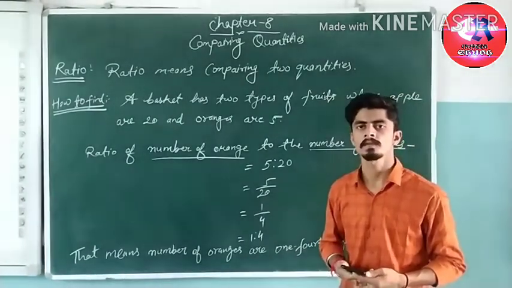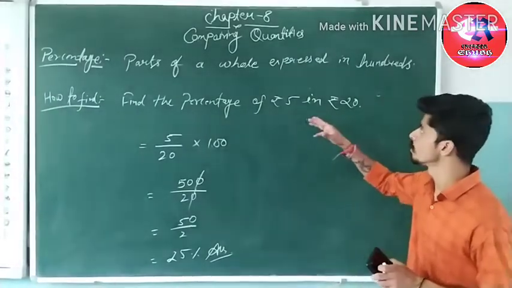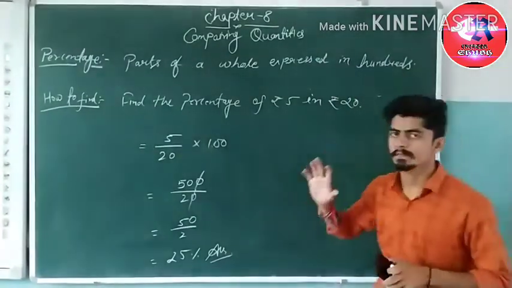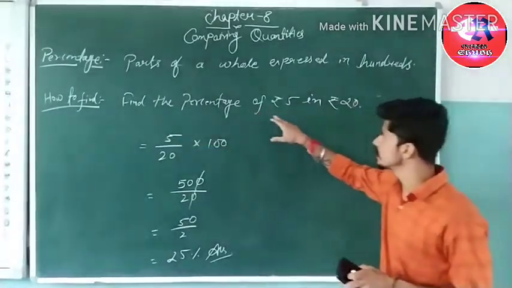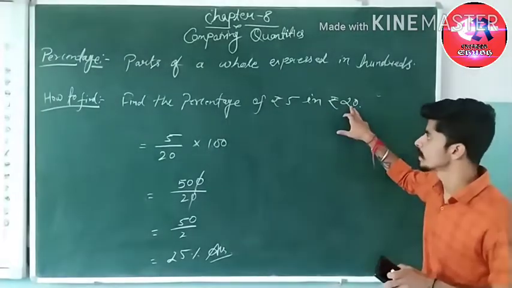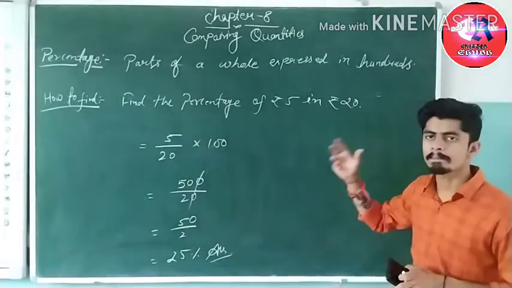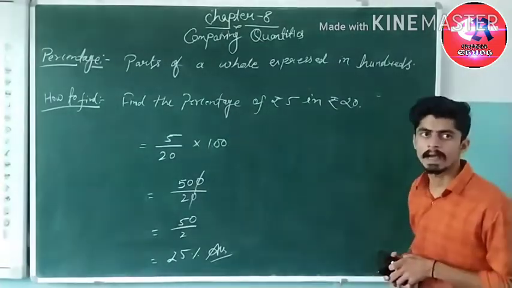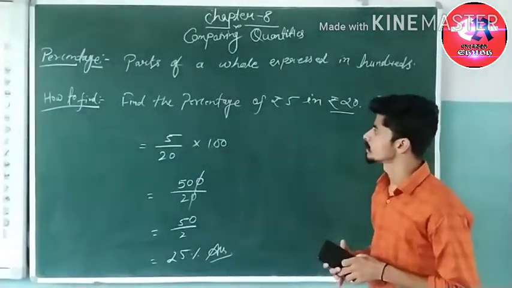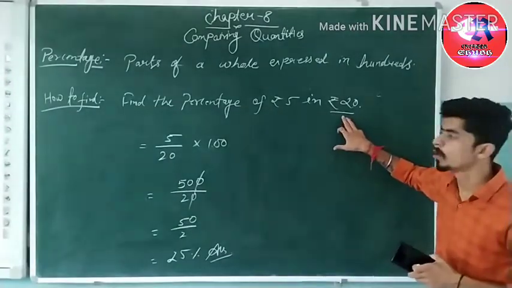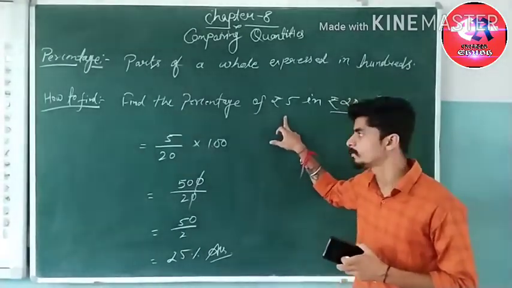Now we are going to move to percentage. What is percentage? We have to discuss here. Parts of a whole expressed in 100. Parts of a whole, that means for this example you can understand. Find the percentage of 5 rupees in 20 rupees. What is the percentage of 5 rupees in 20 rupees? That means what is a part? The part is 5 rupees. And 20 rupees is, sorry, not percentage, this is the whole part. Out of 20 rupees we have to find the percentage of 5 rupees.